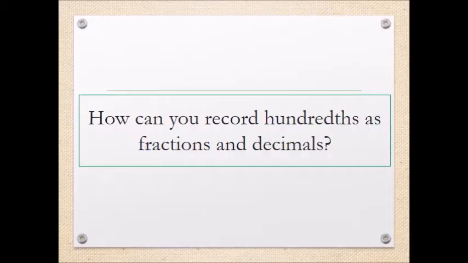How can you record hundredths as fractions and decimals? Let's find out how we can write 1/100 as a decimal. You can use a model and a place value chart to find the answer. This model is divided into 100 equal parts. The whole model represents 1, and each part represents 1/100. This is how you write 1/100.